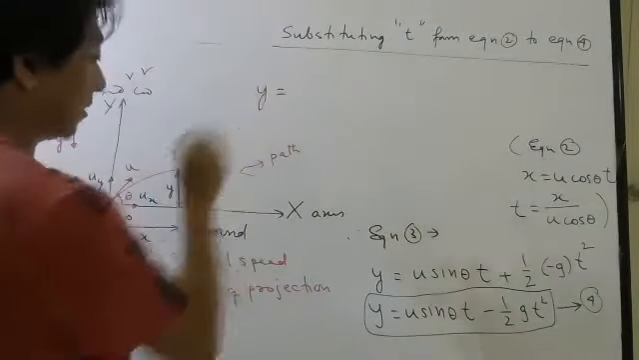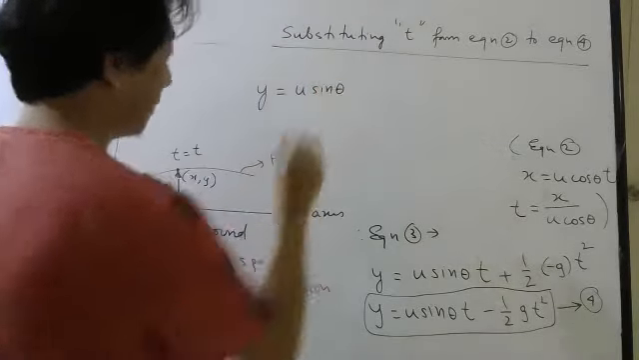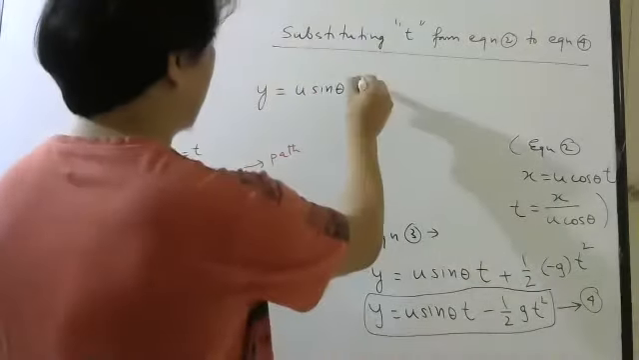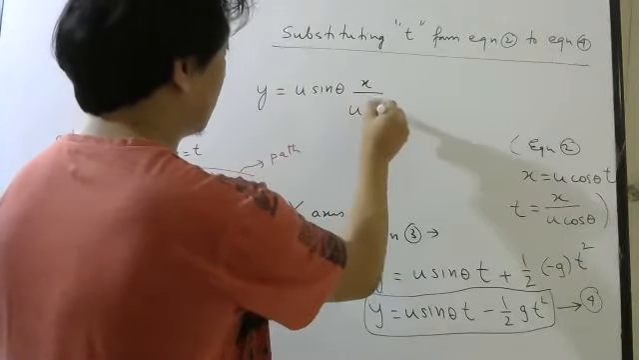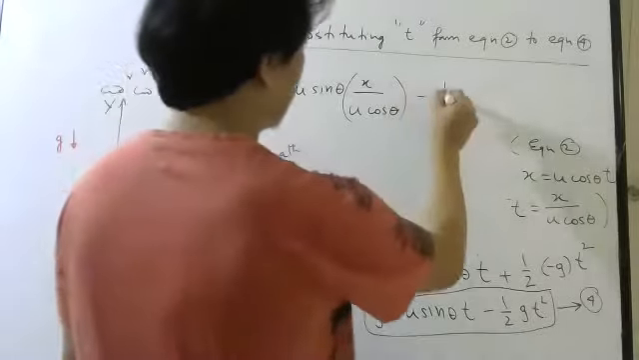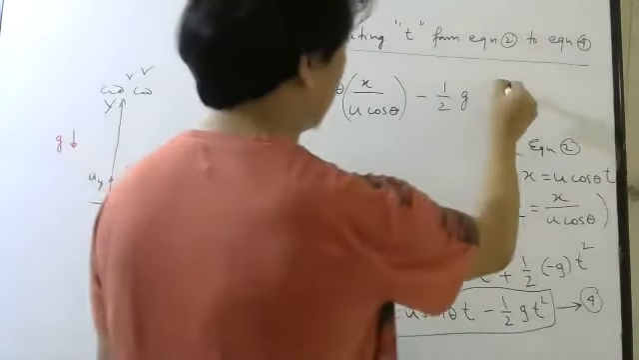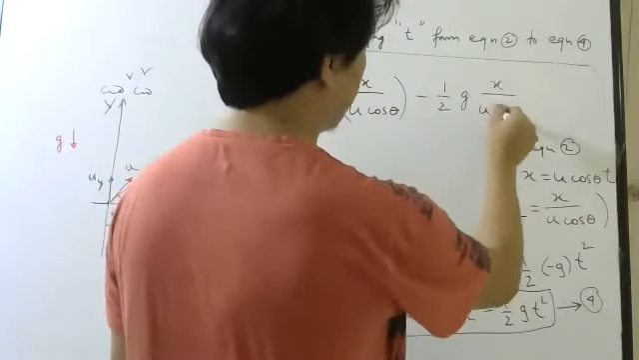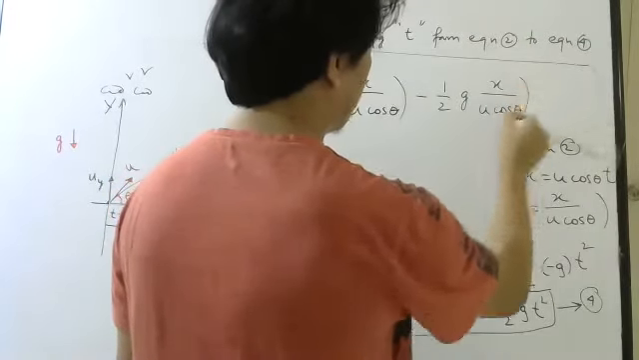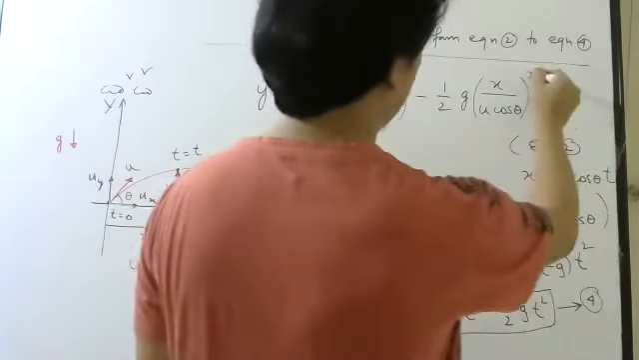So y equals to u sine theta, t is how much? X by u cos theta, minus half g. What is t? X by u cos theta whole square. Remember, square is there, don't forget. Square.